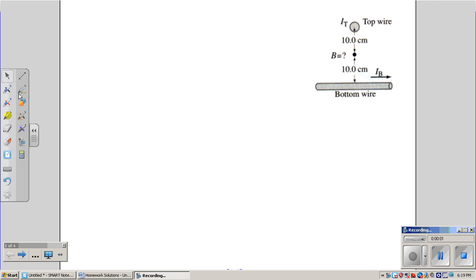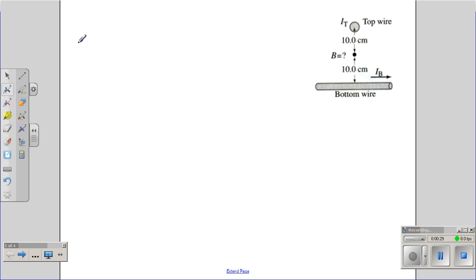Everyone, we are going to solve problem number 11 in this one video. We have two long wires, oriented so that they are perpendicular to each other, and at their closest they are 20 centimeters apart, as we can see in the figure to the right. The question is, what is the magnitude of the magnetic field at a point midway between them if the top one carries a current of 2 amps and the bottom one carries 3 amps?